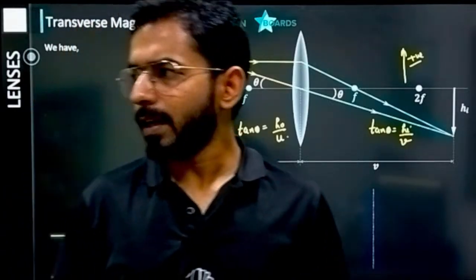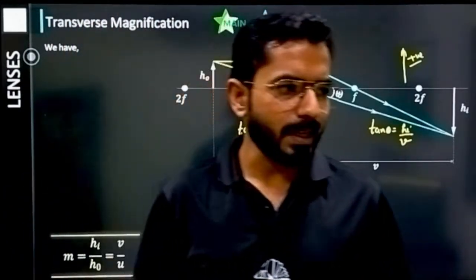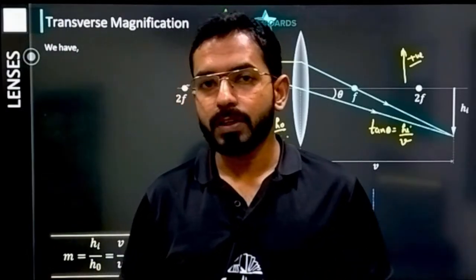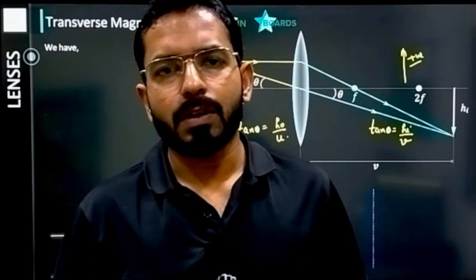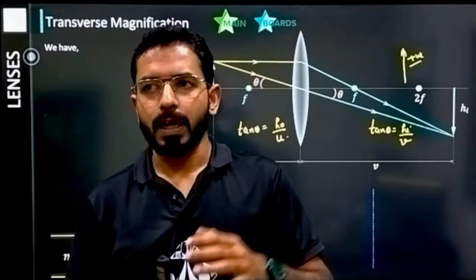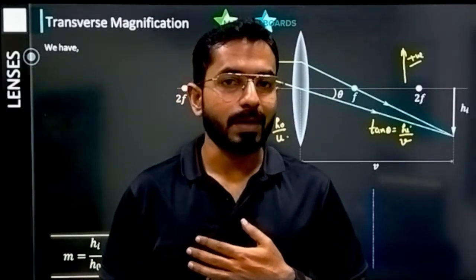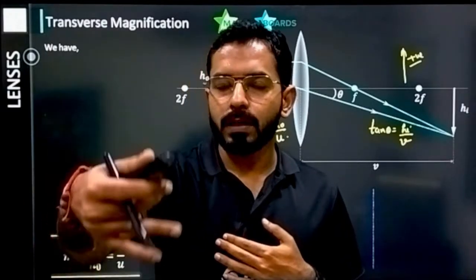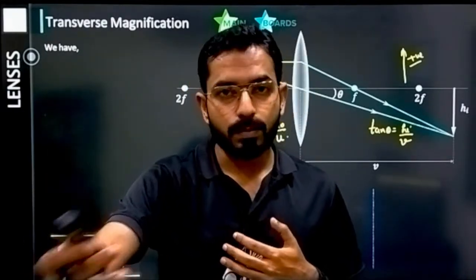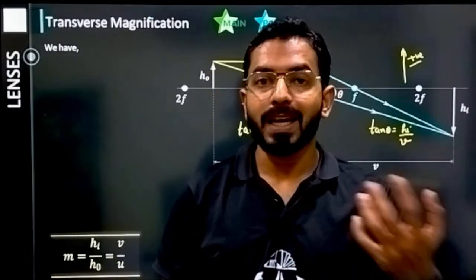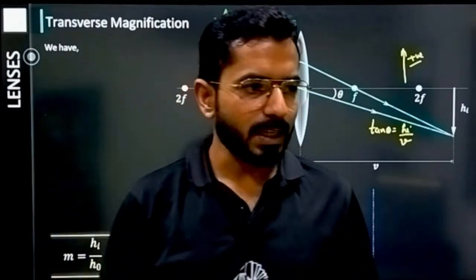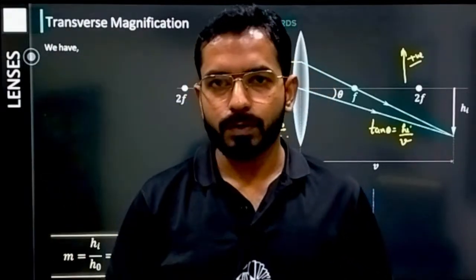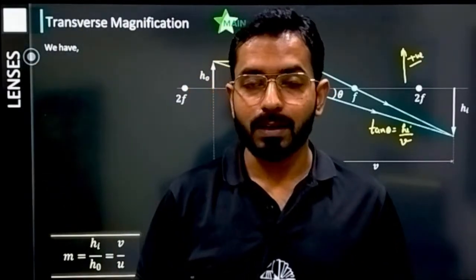From mirrors you have been learning about magnification for that much time. What was magnification? If my height is, let's suppose, 5 meter, and my image is forming somewhere and the length of my image is, let's suppose, 20 meter, how much magnified is my image? It is 4. How did you calculate it? The height of the image divided by the height of the object. That is transverse magnification.